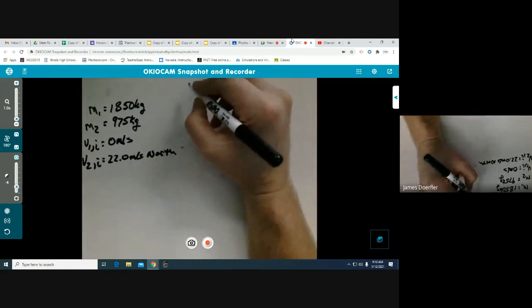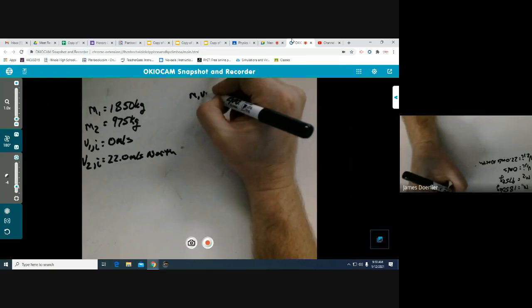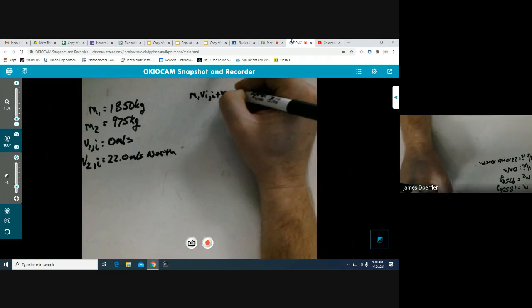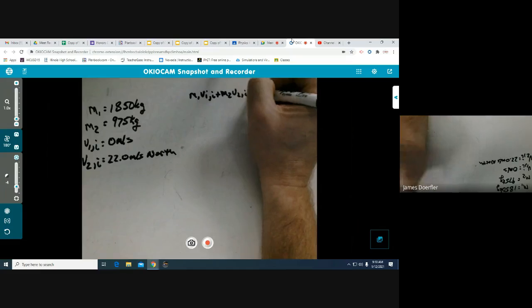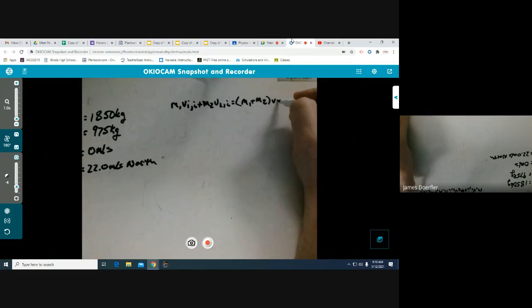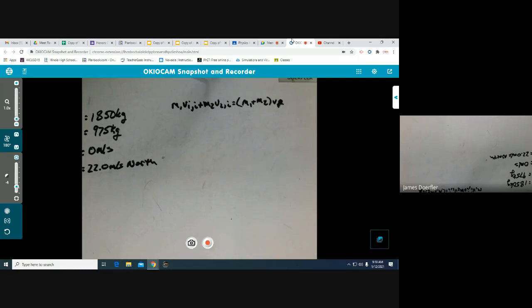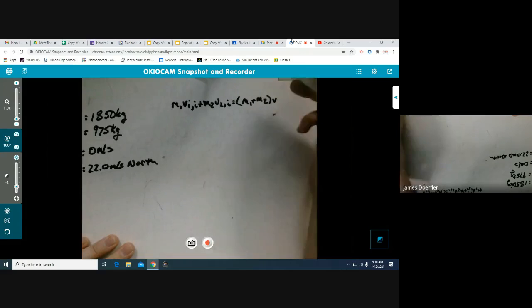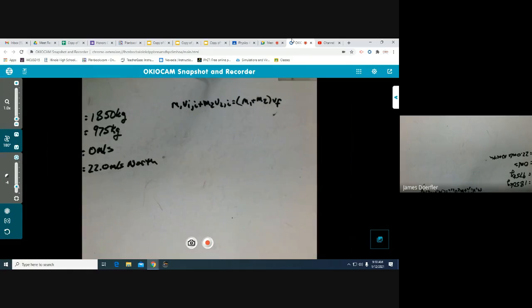And so we go ahead, again, our formula m1v1i plus m2v2i is equal to the sum of m1 plus m2 times v final. Yes, final. Okay, and that is an f. There we go. And so what we're trying to figure out is what? What are we trying to figure out?